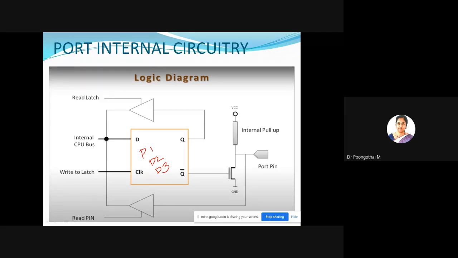If we talk about port 0, then the internal pull-up resistance is not present. Therefore, whenever we use port 0, we have to use an external pull-up resistance. That is the difference between P0, P1, P2 and P3. The only difference between P0 and the other ports is the internal pull-up resistance. In case of port 0 it is not present, so we have to add pull-up resistance externally. I will explain that in detail.